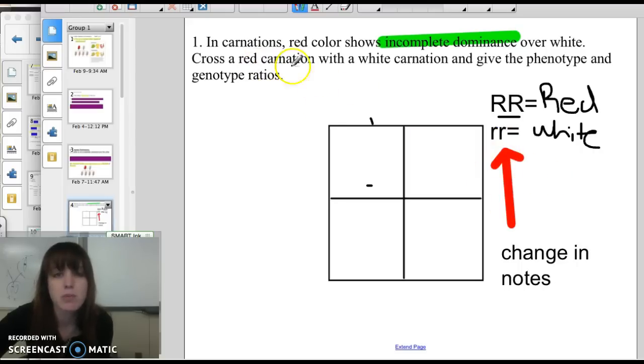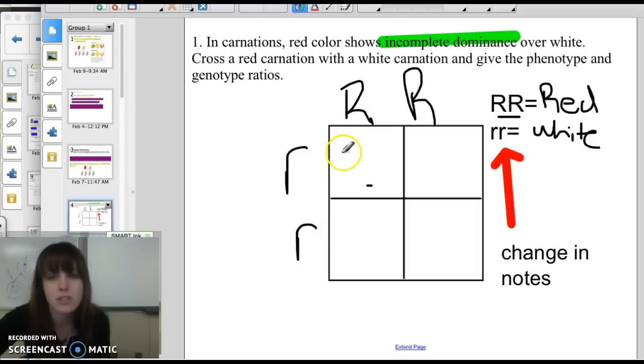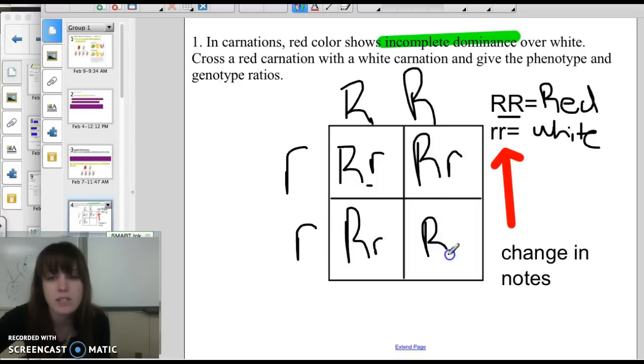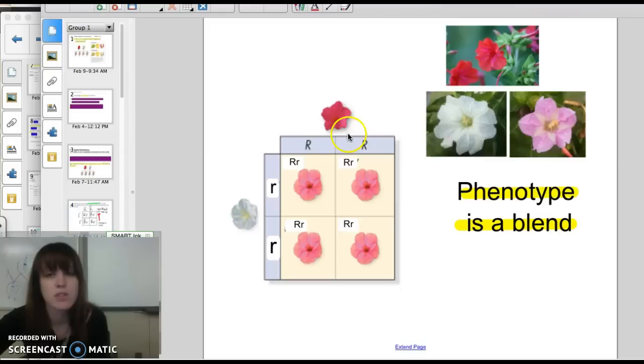Okay. All right, so a red carnation is going to have this genotype, big R, okay? And a white carnation is going to have little r. And so when we show all the different possible outcomes of offspring, okay, all of them end up being heterozygous, and since this is incomplete dominance, all of them will be a blend of red and white, meaning they will be a pink color. Okay. So add this to your notes that the phenotype for incomplete dominance is a blend of the two. Okay, just like this, red and white, you get pink.